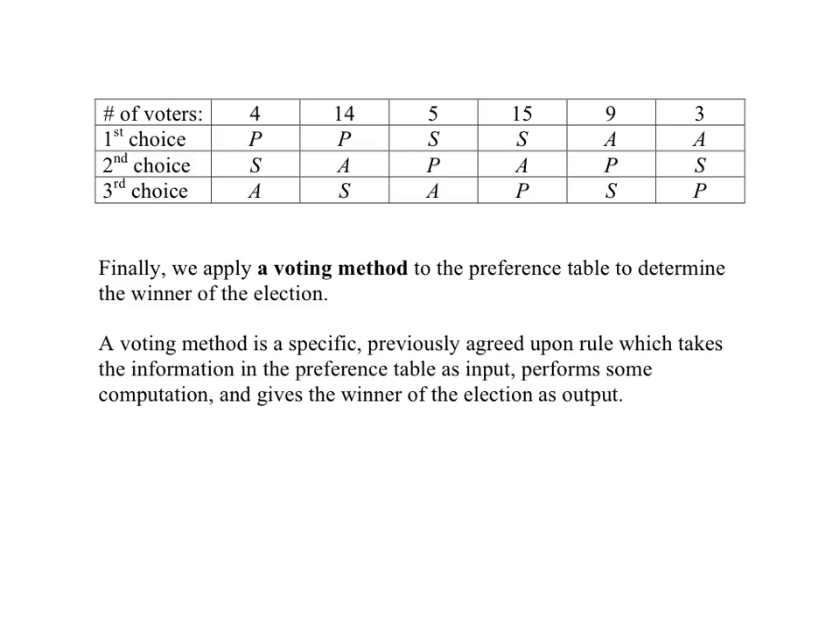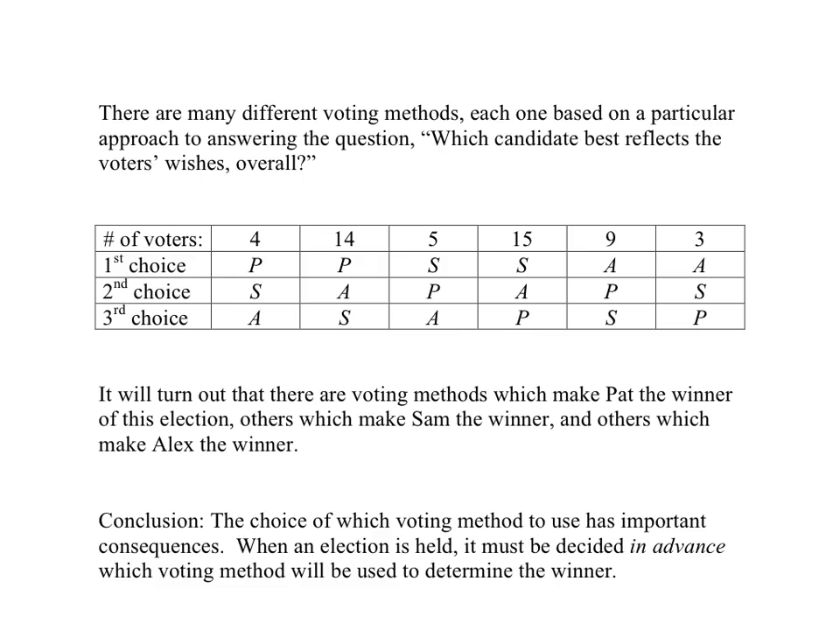Well, we apply a voting method to the preference table to determine the winner. What does that mean? A voting method is a specific rule that is previously agreed upon prior to the election. That rule takes the information in the preference table as input, it performs some computation on it, and then it gives the winner of the election as output. That is what we mean by a voting method. It takes a preference table as input, tells us the winner as output. There are many different voting methods.